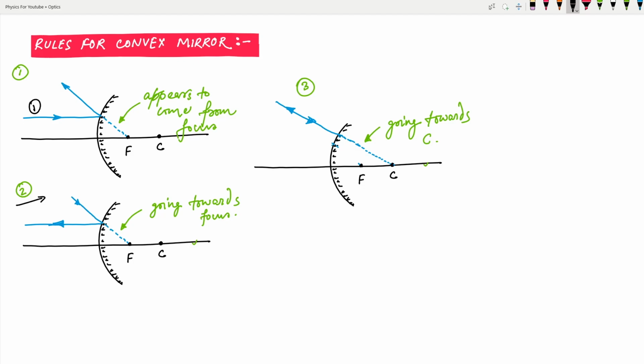It says that the rays going towards focus, okay, we can see that the rays are going towards focus, then after reflection the rays become parallel to the principal axis, as you can see. So it is happening virtually. It is not actually going toward focus. After reflection it becomes parallel to the principal axis. So again we can see virtual things come into play. Number 3, we can see that it is also similar.